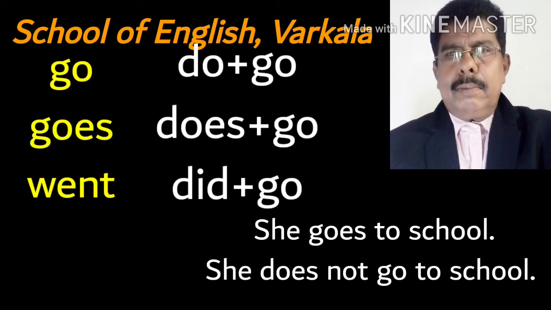Look at these two sentences. She goes to school. Here the verb is goes. It's a main verb. And we want to make that sentence negative. For that we have to split the verb goes. And how do we split it? Does plus go. And does is an auxiliary verb. So we can add not to it. So, she does not go to school.